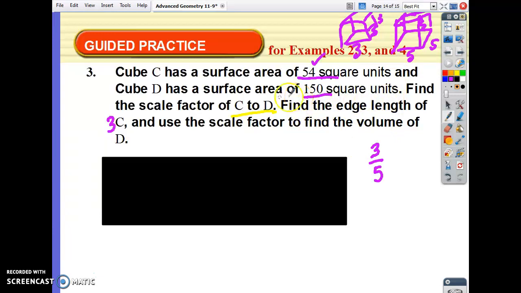Find the edge length of C. The edge length is 3. What is the scale factor to find the volume of D? Well, your scale factor is 3/5. What is the volume of D? 5 times 5 times 5. 5 times 5 is 25. 25 times 5 is 125. The volume is 125 of D. Area of the base, 25 times the height of 5.